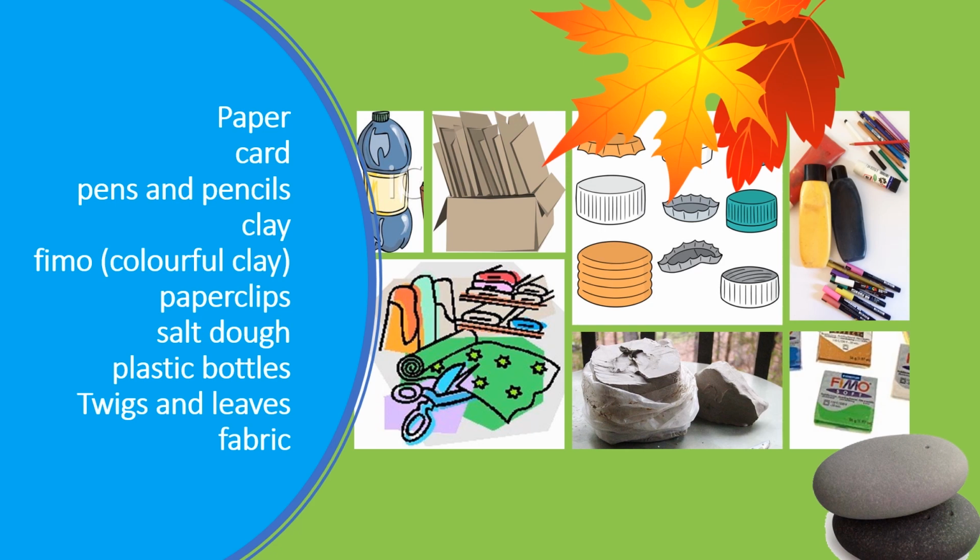Other things that you might find useful are paper clips, bulldog clips. You could make some salt dough, and you can look online for recipes for salt dough. You could have a look in your recycling box. So you could maybe use plastic bottles or bottle lids. And you could also go for a walk, pick up some twigs, sticks, leaves, and also use fabric, or things like pipe cleaners could be really useful as well.